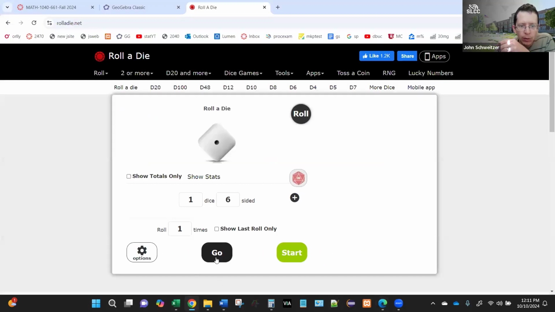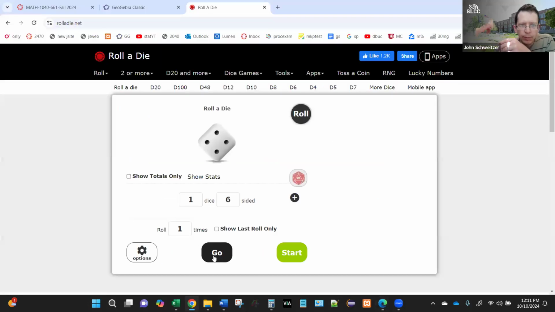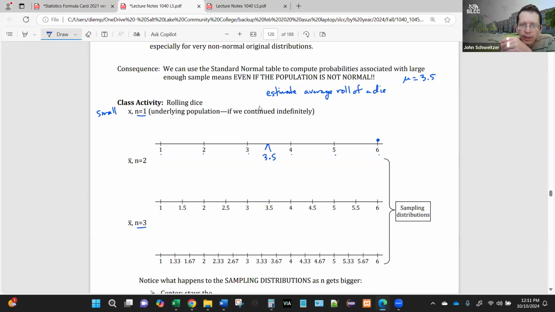So I'm going to hit go, and I got a 6. Okay, so I've got a dot over here, and I'm going to do it twice. I think if we have everybody do this twice, it'll be better results. So now I've got a 4, and there's my second dot. Okay, and we're off. So everybody roll that die twice, or you can roll 2 dice once, whatever you want, and put the 2 numbers in the chat for me.